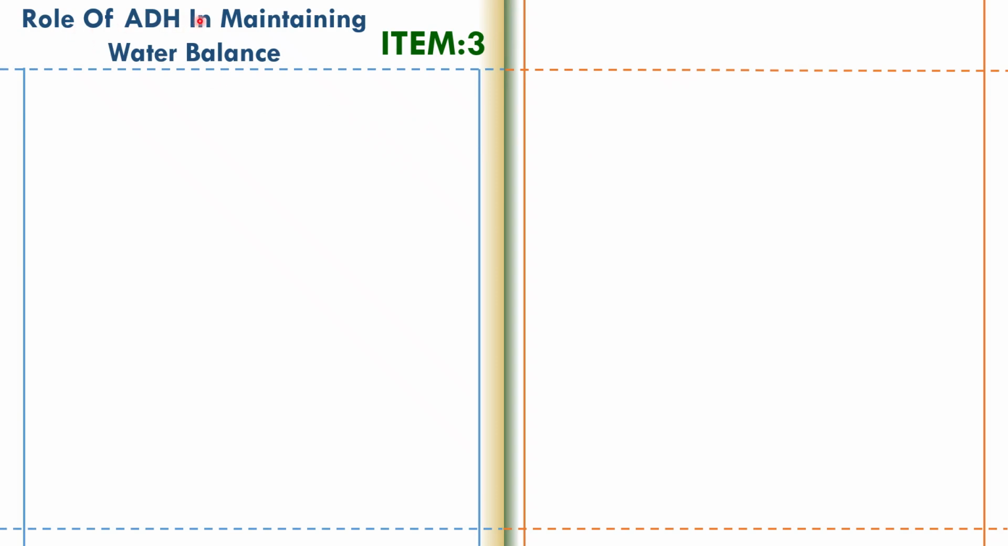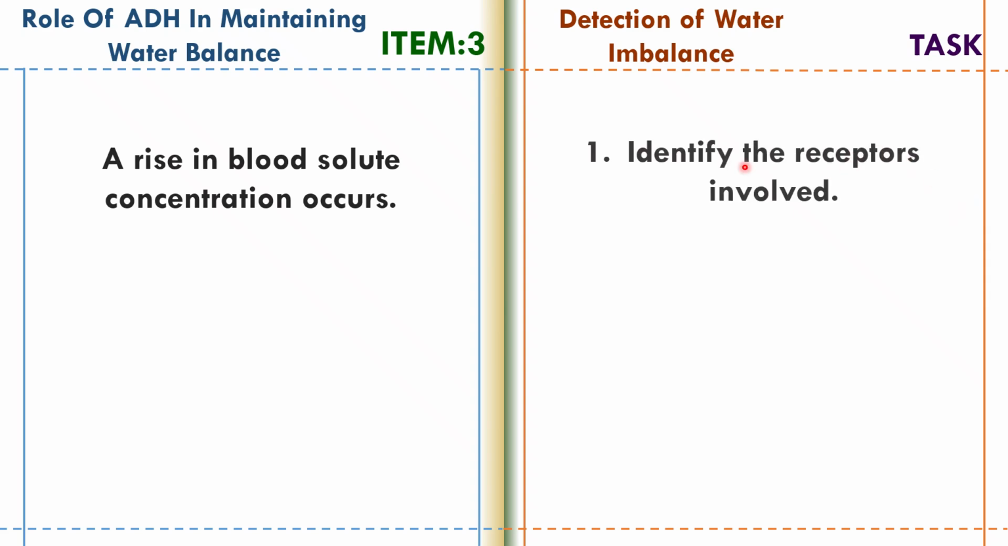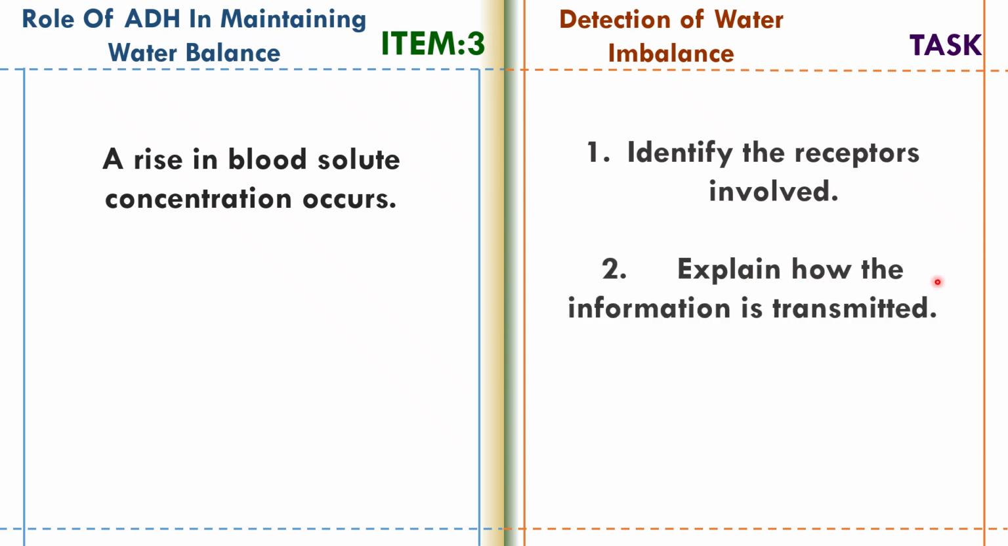Role of ADH in maintaining water balance, item 3. Detection of water imbalance. A rise in blood solute concentration occurs. Task: identify the receptors involved. Explain how the information is transmitted.